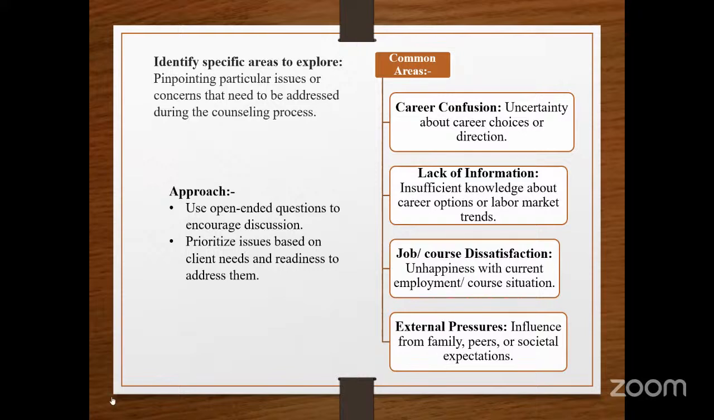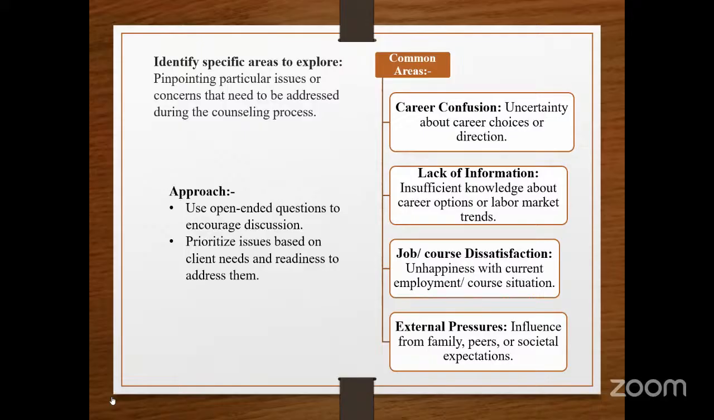Most of the time during our graduation, even I, in my graduation, had a lot of career confusion. Okay, so what is this? An uncertainty about what career choices we can take in our future.